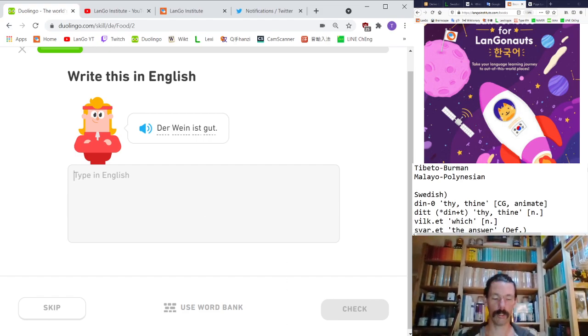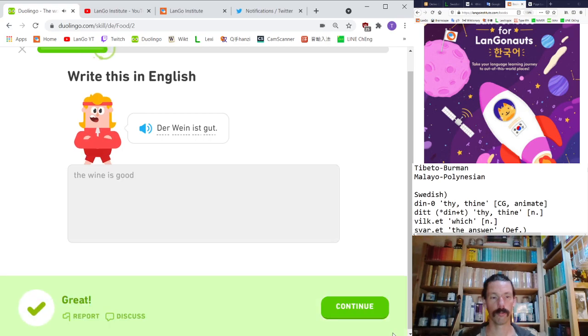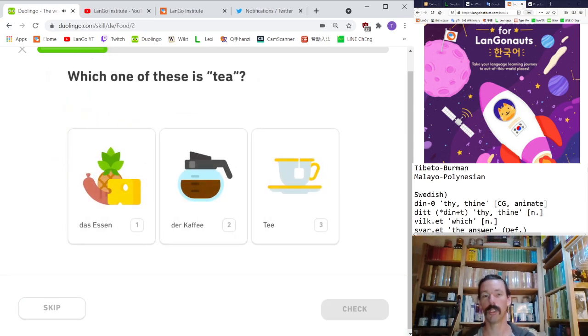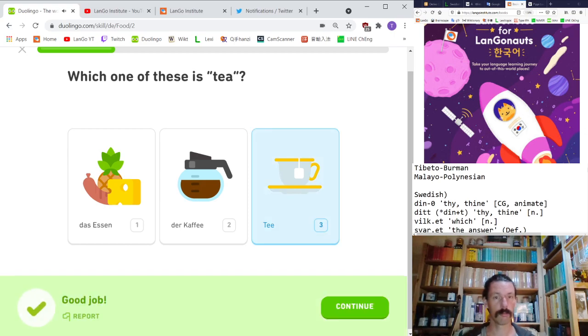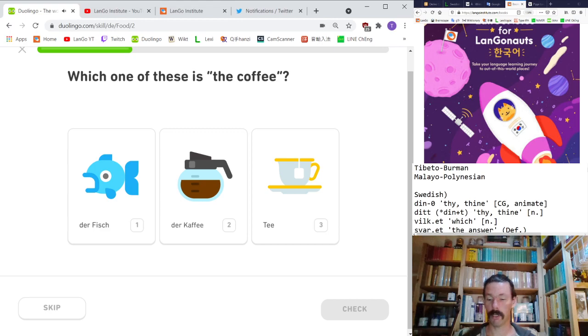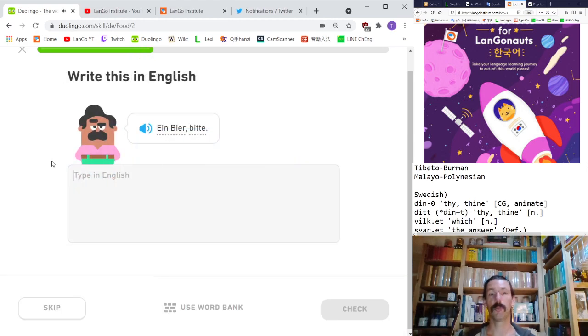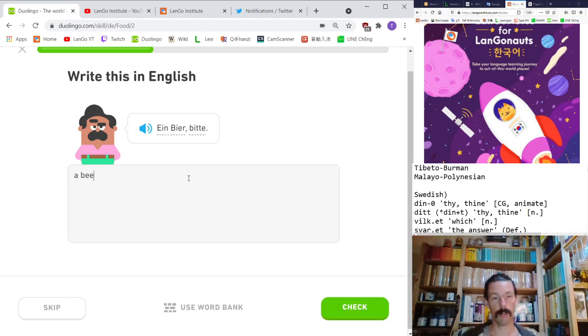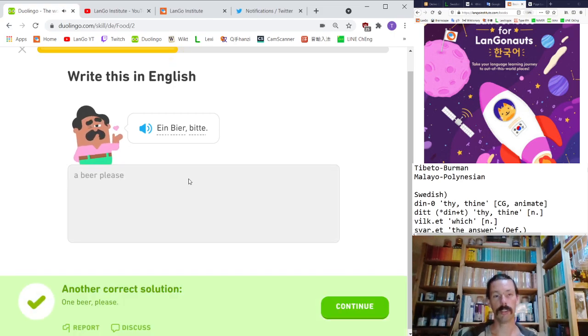Der Wein ist gut. And gut, no suffix, but it agrees underlyingly with the masculine noun Wein. Der Tee. Der Kaffee. Ein Bier, bitte. Speaking of allophones of R, German's got two important ones. Depending on region, this standard High German dialect that we're hearing has a uvular trill in an onset, left of a vowel, and it vocalizes to an ah sound after a vowel. A beer, please. Ein Bier, bitte.